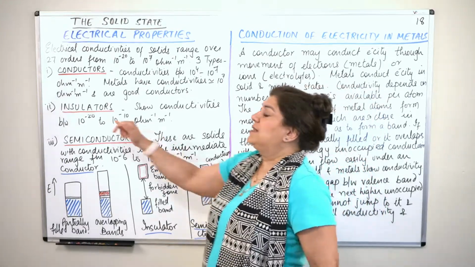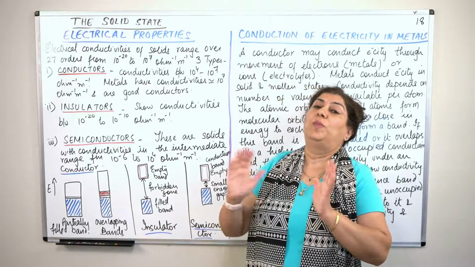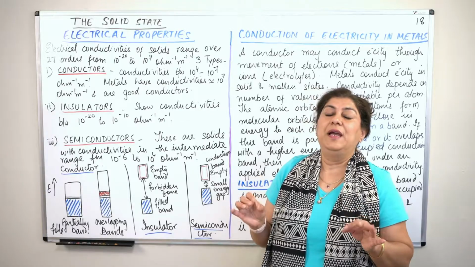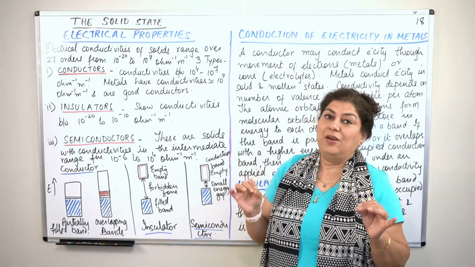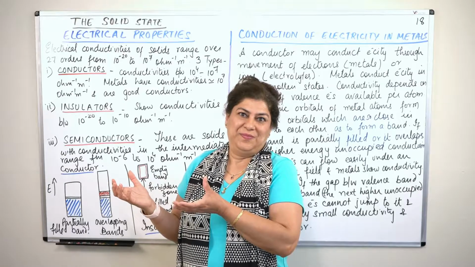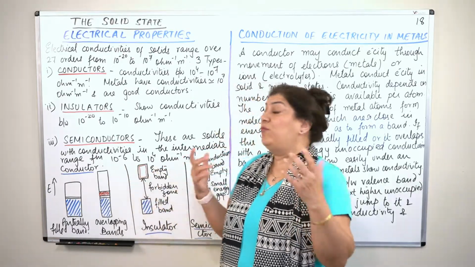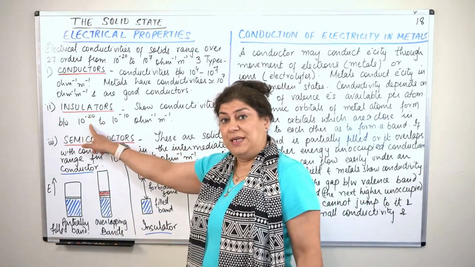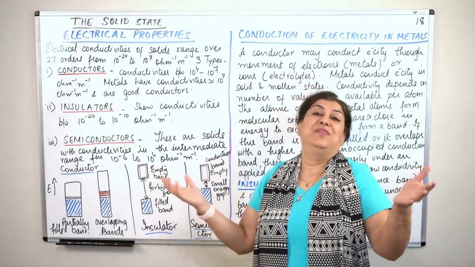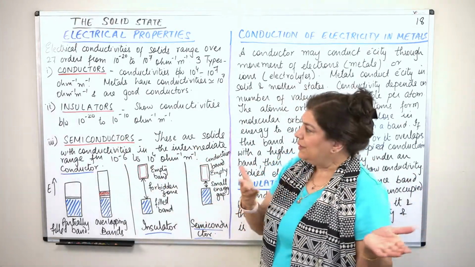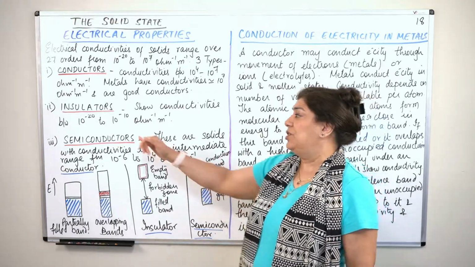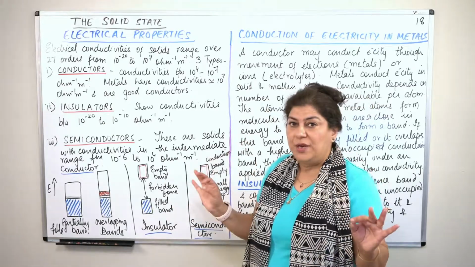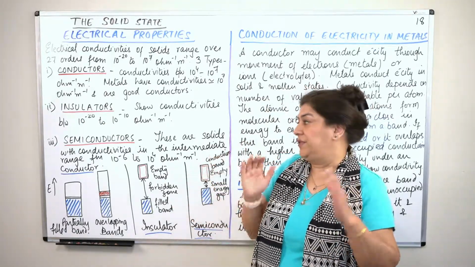The second category is insulators. Insulators are the opposite of conductors. They do have conductivity, but they do not carry any effective current. They cannot conduct electricity. And what is the conductivity range? The conductivity range is 10 to the power minus 20 to 10 to the power minus 10, which are both negative values. So they show conductivities between 10 to the power minus 20 to 10 to the power minus 10 per ohm per meter. They are insulators. They do not conduct electricity.